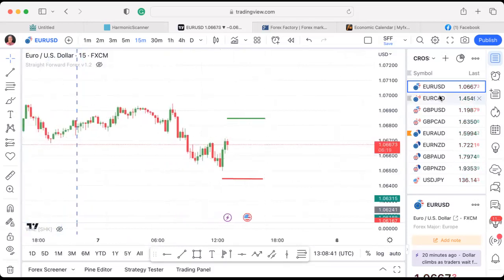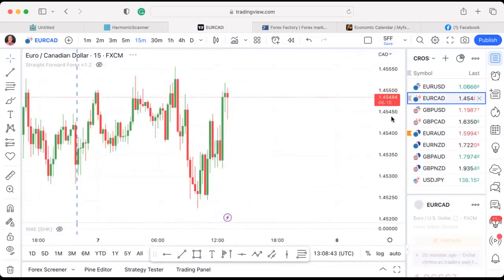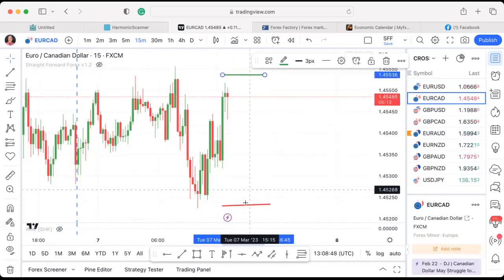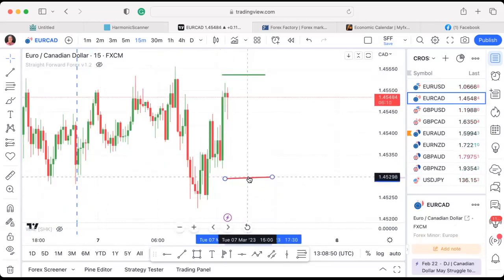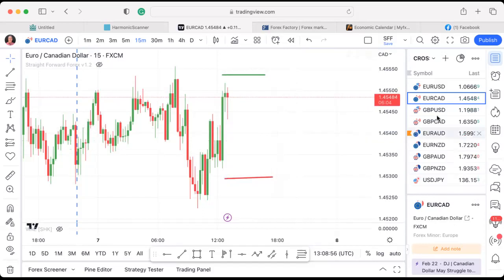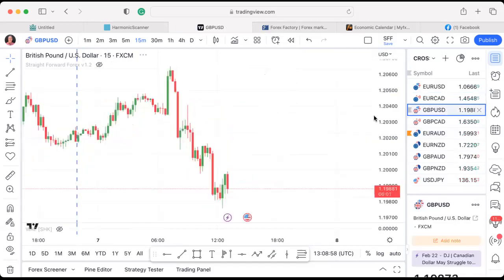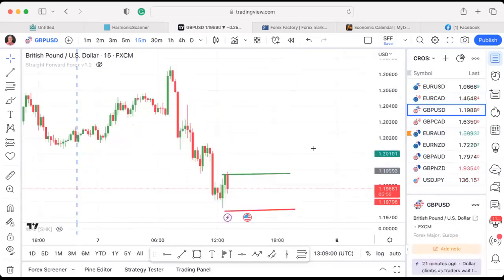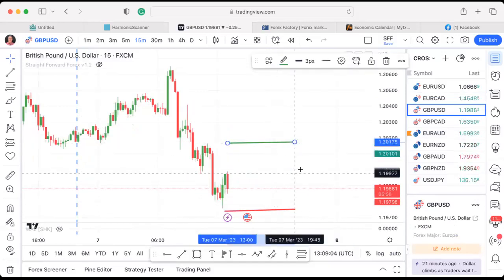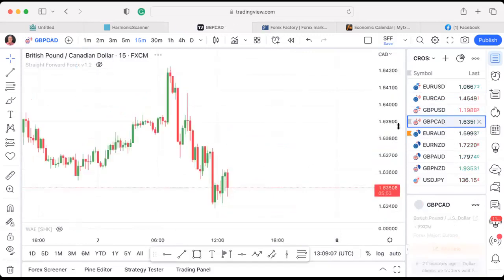So I've already got those marked up on the four pairs. There's no point in getting them any closer right now because there's quite a lot of movement going on. So we'll wait until 15 minutes pass before we put those in place. But those are the four pairs that we're concentrating on this afternoon. And GBP CAD.